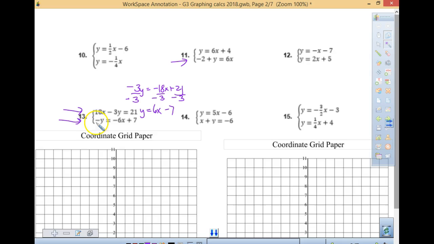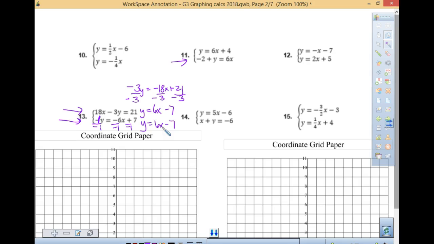This next equation, Gunnar, has a negative 1 in front of y. What do I need to do to get it to be just y? Divide everything by negative 1. And now I get y equals 6x minus 7. So when I see them both written this way, I can graph them, right? What I already know is if they have the same slope and the same y-intercept, it's going to be the same line.